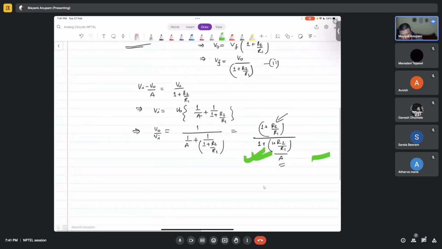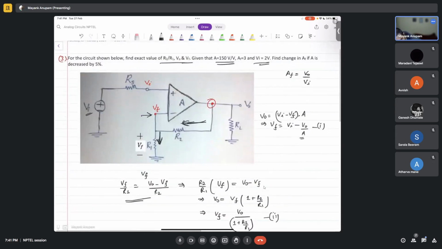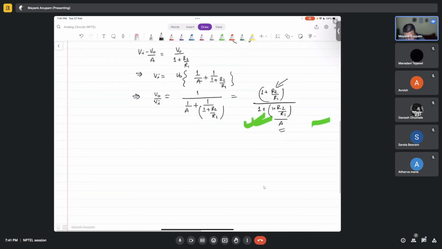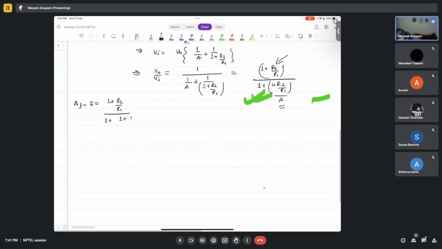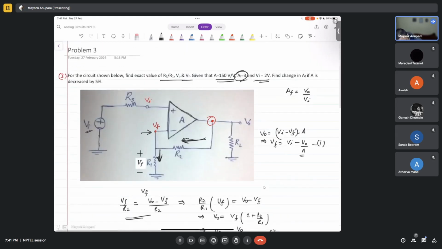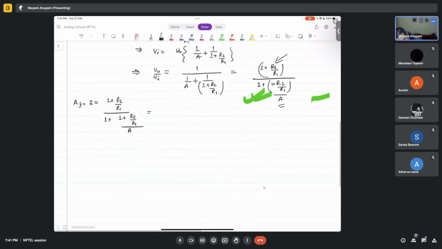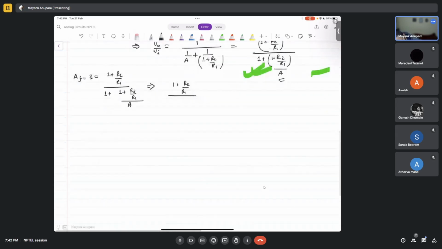Fine. And this we know that it is equal to, so this term 1 plus... from here we already know that AF is equal to 3, which is closed loop gain is already given as 3, correct? So AF is equal to 3, which is equal to 1 plus R2 over R1 divided by 1 plus R2 over R1 divided by A. Okay. And what is A? A is equal to 150, correct? So replacing that, what do we get? 1 plus R2 over R1 divided by 1 plus R2 over R1 divided by 150 has to be equal to 3.